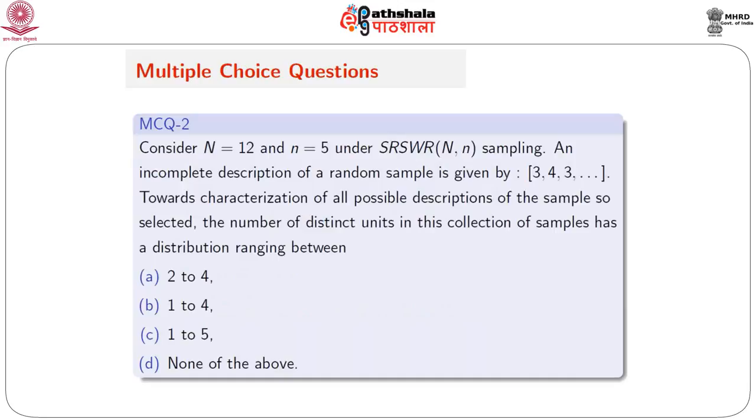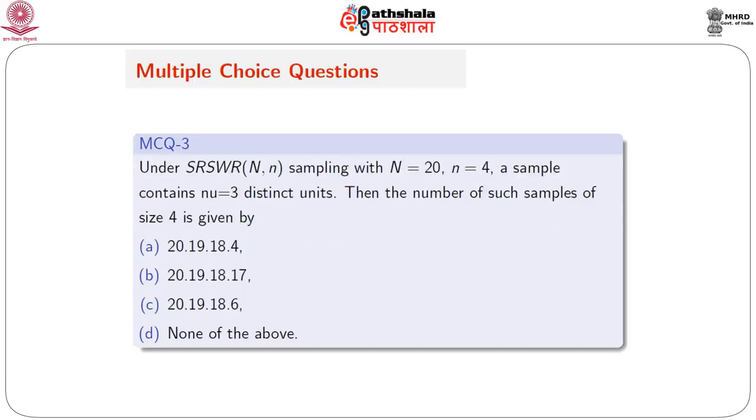What about question 2? Consider capital N equals 12 and small n equals 5 under simple random sampling with replacement. An incomplete description of a random sample is given by 3, 4, 3, and so on. Toward characterization of all possible descriptions of the sample so selected, the number of distinct units in this collection of samples has a distribution ranging between A, 2 to 4, B, 1 to 4, C, 1 to 5, and D, none of the above. It's a good question. I won't get into any discussion on this problem. You can take it up.